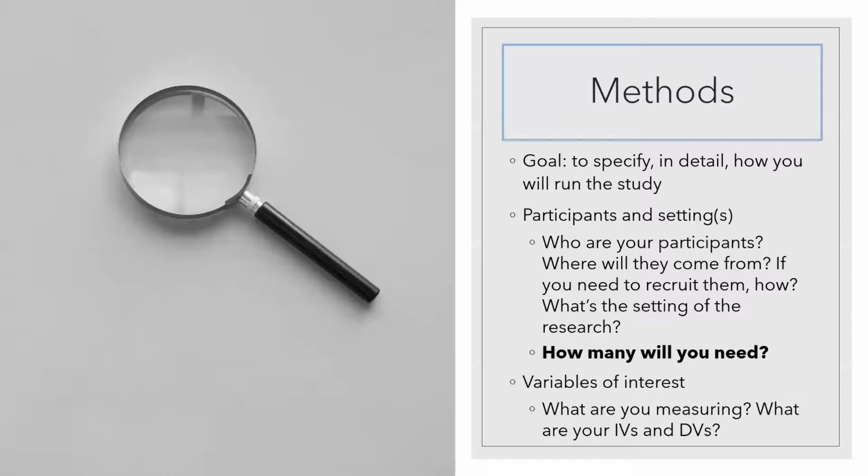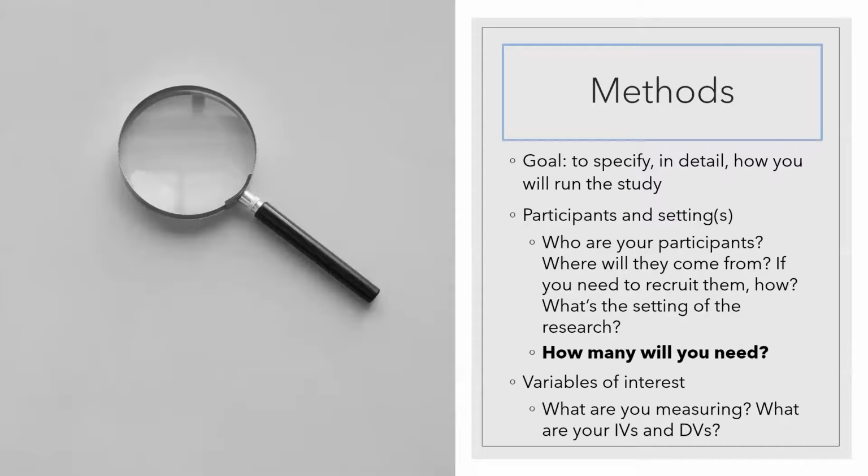The goal of your method section is to specify in detail how you will actually conduct your study. Think about your participants and the settings that you will recruit them from. Who will they be? Where will they come from? If you need to actively recruit them, how will you do that? What's the setting of your research study? Most importantly, how many participants will you need?